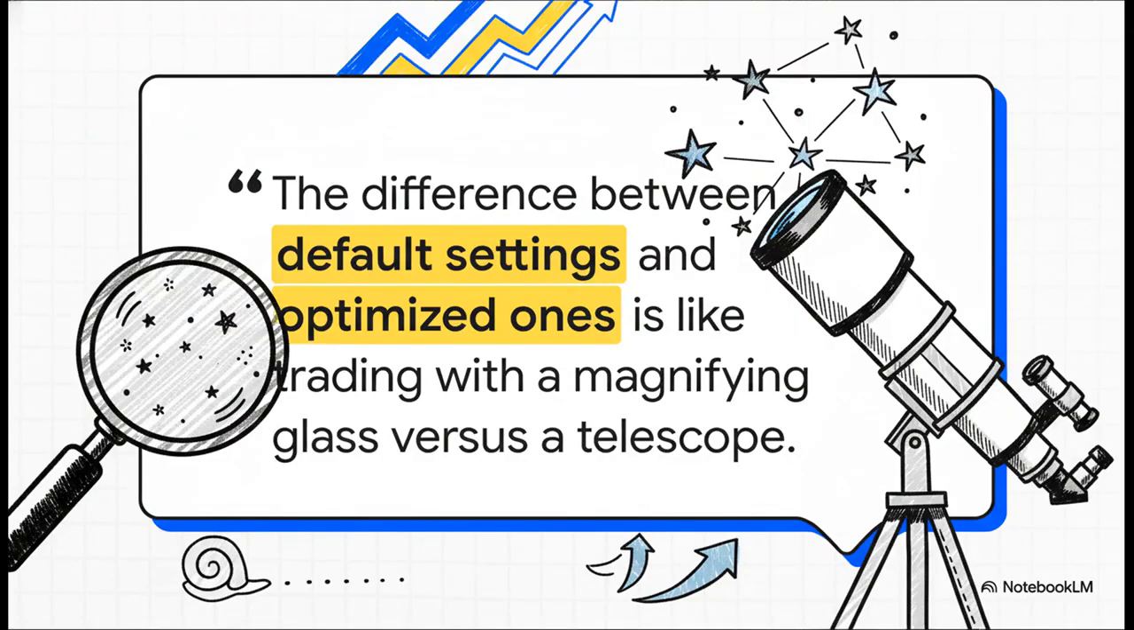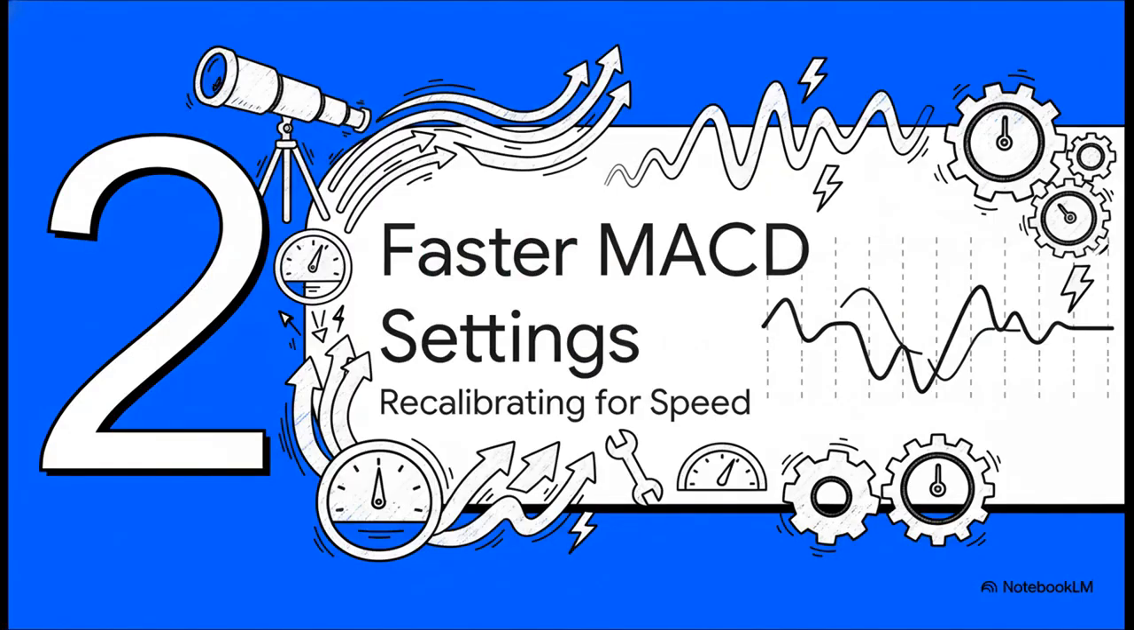And here's a great way to think about it. Using the default settings for day trading, it's like trying to spot a distant planet with a magnifying glass. You're just too close, too slow. Optimized settings, though, they're like a powerful telescope, giving you the clarity to see those big, fast-moving opportunities from a mile away. So how do we get our hands on that telescope?